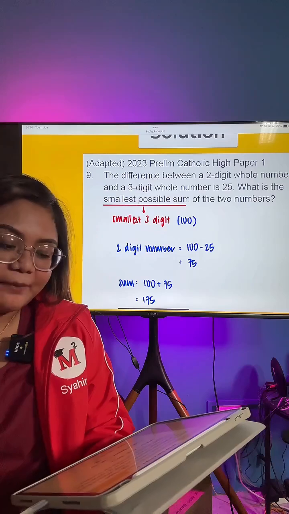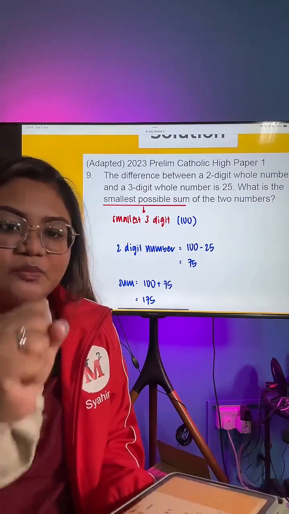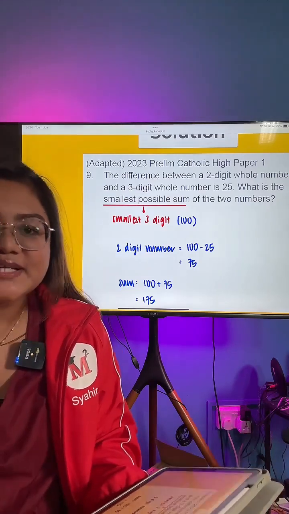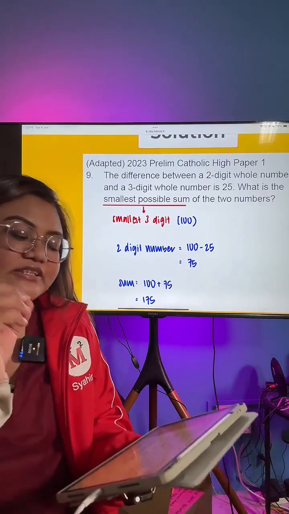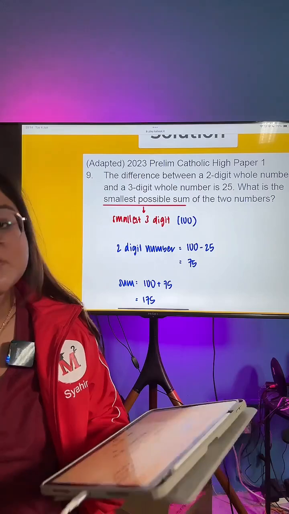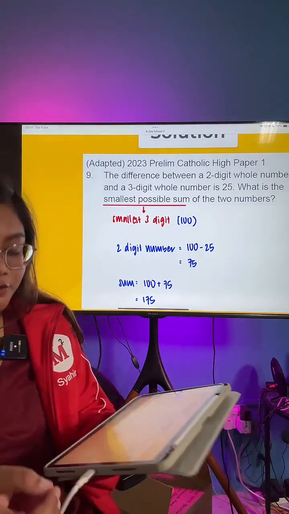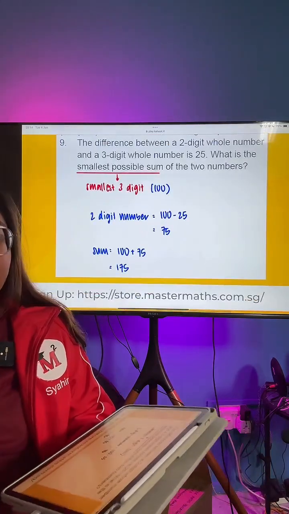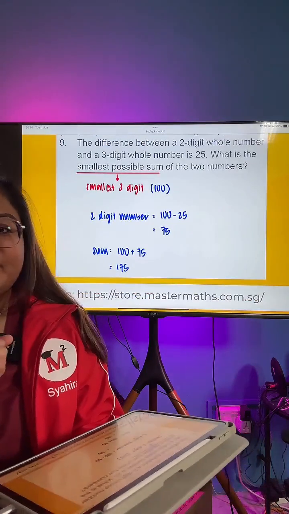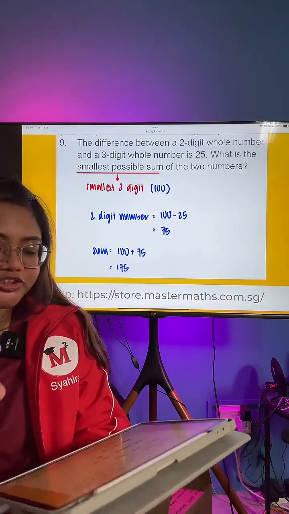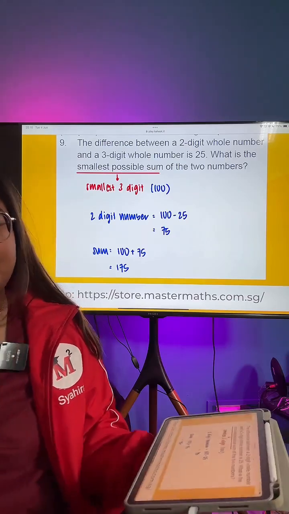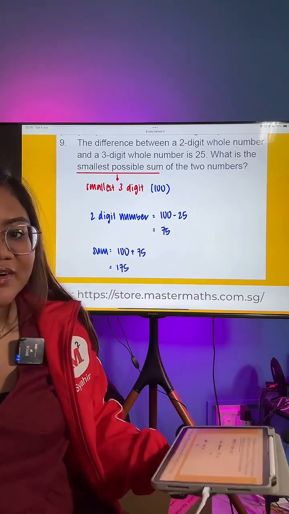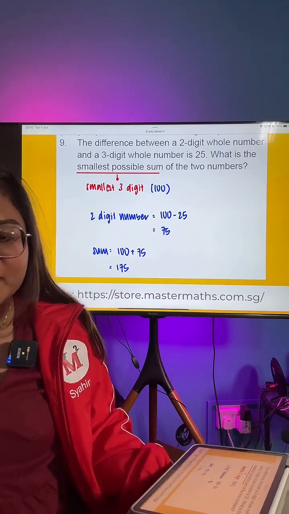One more time. If I want a small sum, I want the bigger number to be as small as possible, then I can have a small sum, correct? Understand? So my smallest possible 3-digit number is 100. So what I do is I take 100 minus 25. I will get the 2-digit number, 75. Okay? So 100 plus the 75, I get 175. Okay, everybody? Alright, thank you very much.